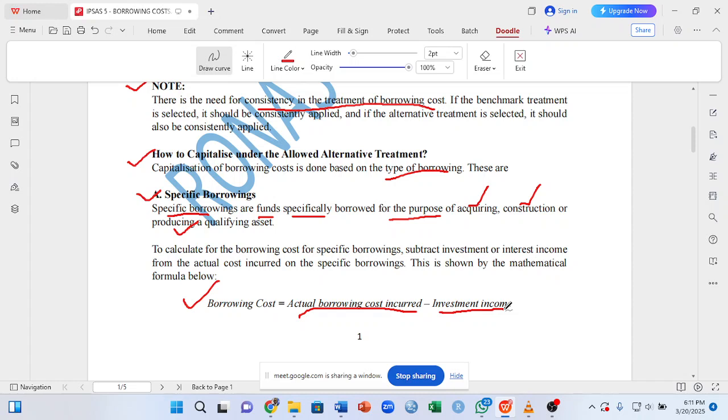Bear in mind that when an entity goes for a loan facility, we don't use all the loan amount at once. We begin with parts, and the remaining parts are invested. Since the intention behind that money was for that particular qualifying asset, and you had interest income on it, that interest income needs to be deducted from the interest expense so that we get the actual interest cost for that qualifying asset. That's why we have this formula.